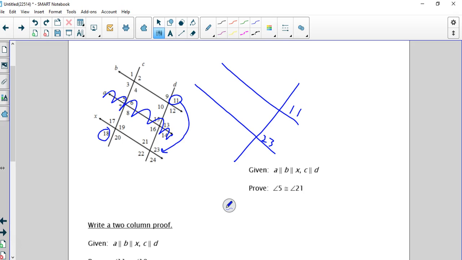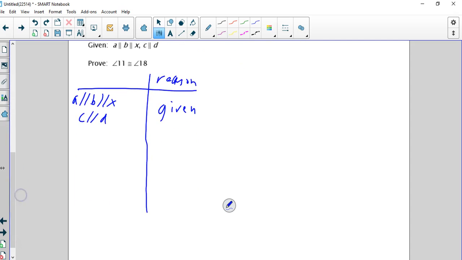What do we call these angles? One's outside and one's inside. And again, if the lines are parallel, we have the escalator, right? Or the zip line. What do we call these? We call them corresponding angles. So we can say that angle 11 is congruent to angle 23. And the rule is corresponding angles.